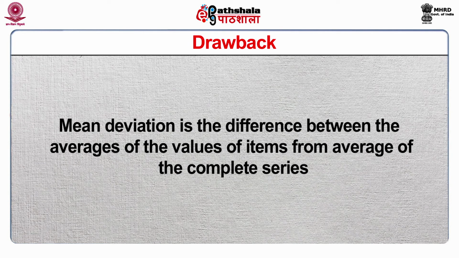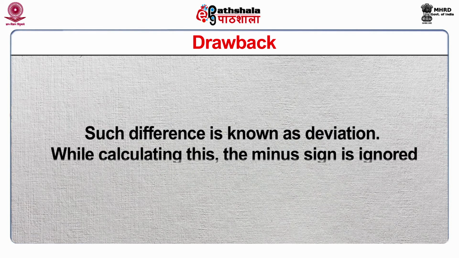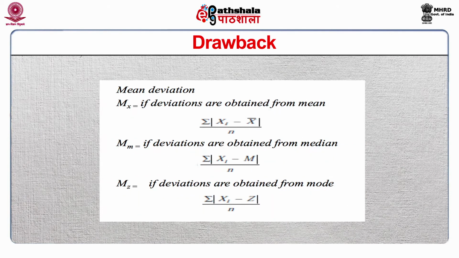The second measure of dispersion is the mean deviation. Mean deviation is the difference between the values of the items and the average of the complete series. Such difference is known as the deviation. While calculating this, the minus sign is ignored. Mean deviation is thus obtained as per this formula. Now, as you can see the formula on your screen, here the values of x, x bar and M are given.